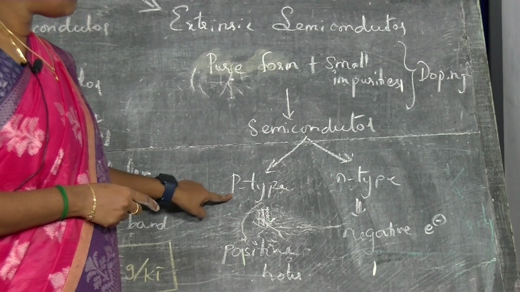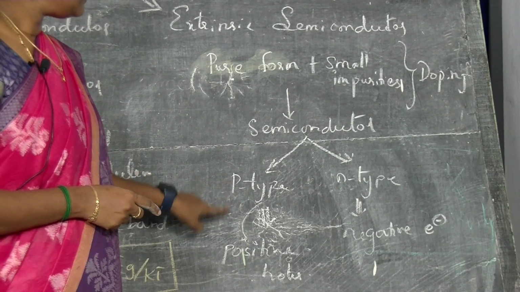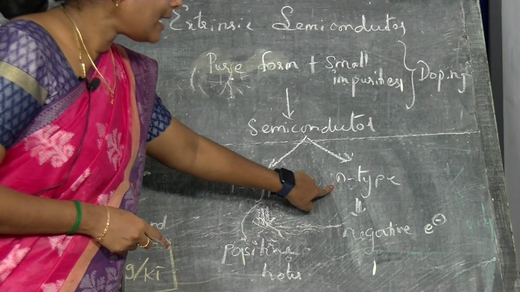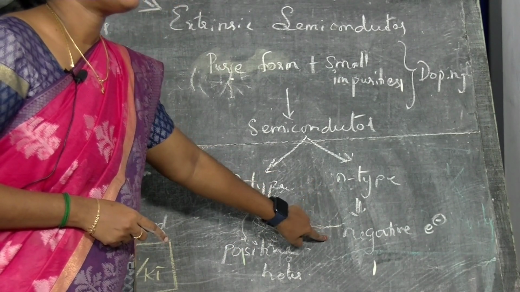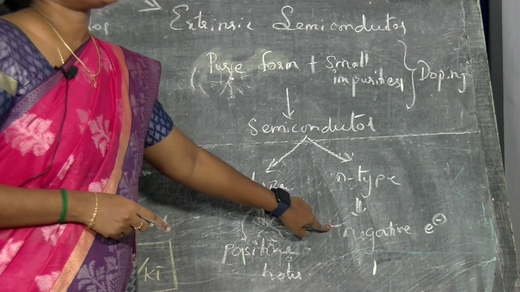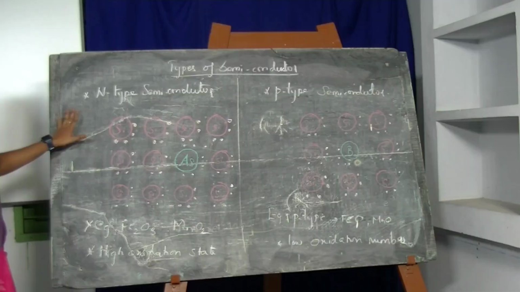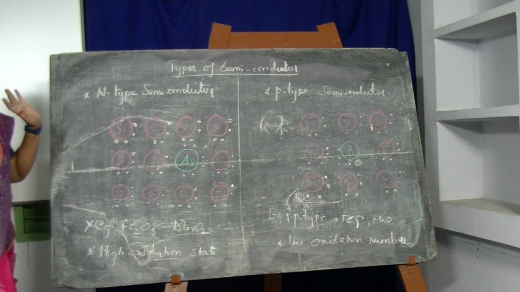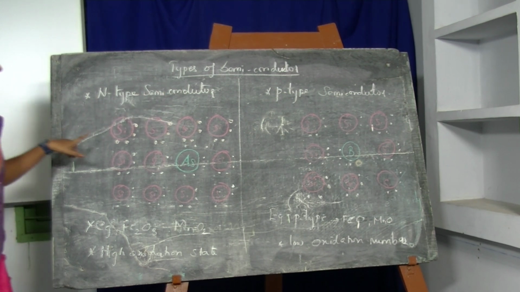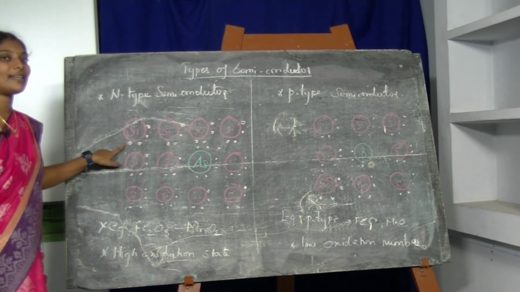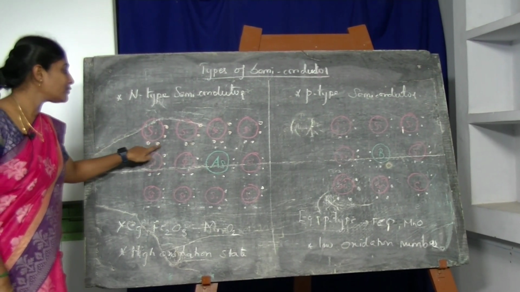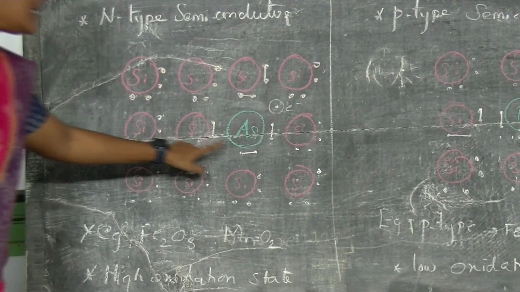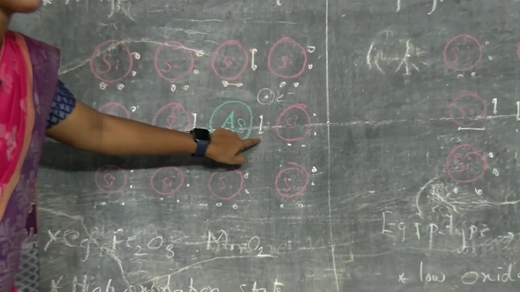So what is P type? In a P type semiconductor there will be positive holes present. In the N type semiconductor there will be excess electrons present in the conduction band. Now this is the N type semiconductor and that one is the P type semiconductor. Here silicon has 4 valence electrons. Each silicon has 4 valence electrons to make the bond. Here arsenic has 5 valence electrons.